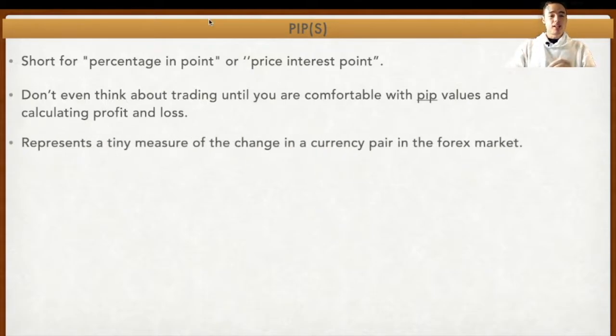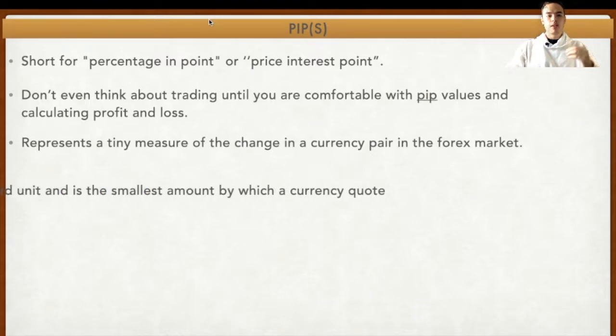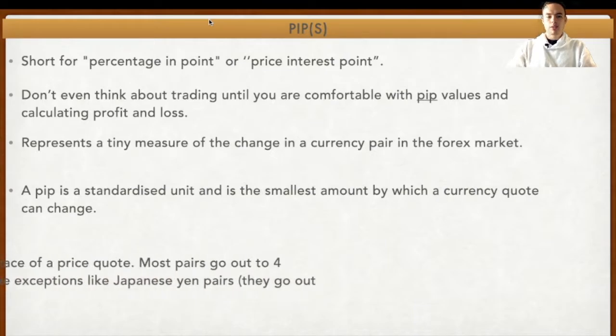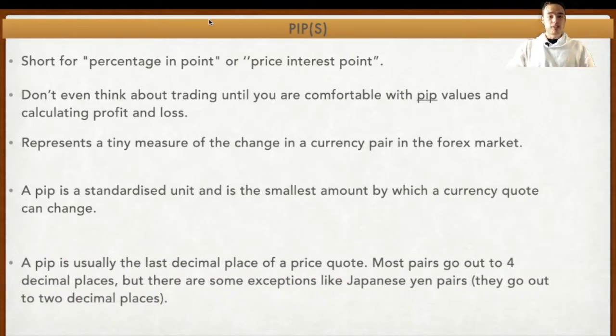It represents a tiny measure of the change in a currency pair in the Forex market. So this is how you calculate how much profit you're going to be making. Okay, you calculate it first from pips into whatever currency amount it is. A pip is a standardized unit and is the smallest amount by which a currency quote can change. A pip is usually the last decimal place of a price quote. Most pairs go out to 4 decimal places. But there are some exceptions, like the Japanese yen pairs, they go out to 2.